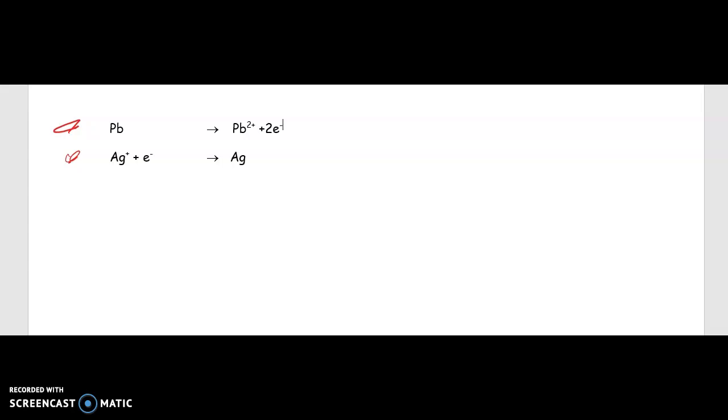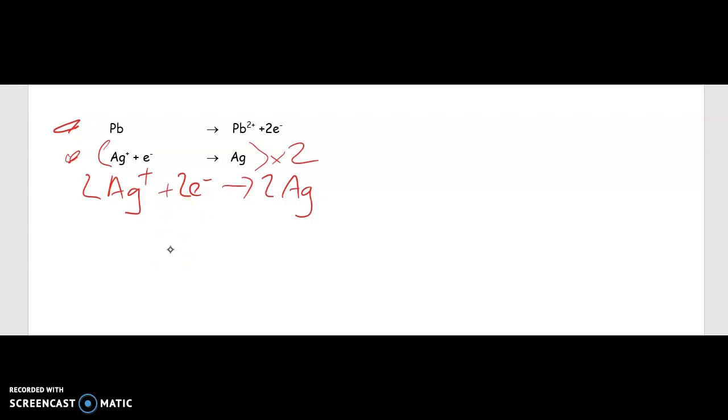So what you have to do is make the number of electrons the same for both half equations. If we multiply this whole equation by 2, then we'll have 2 electrons being gained by the Ag+ and 2 electrons being produced by the lead, and so they'll balance. So if we multiply that entire half equation by 2, you get 2Ag+ plus 2 electrons going to 2Ag.